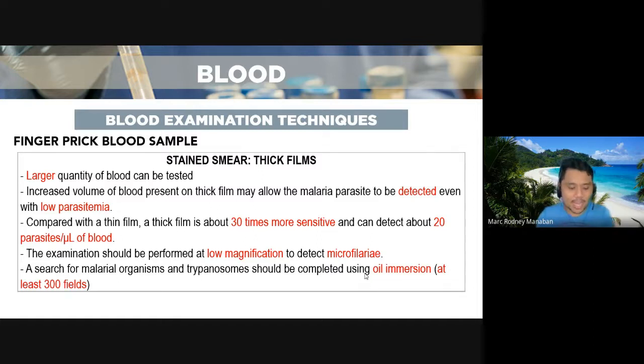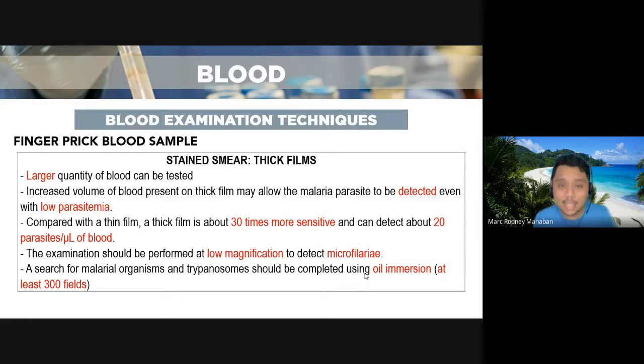For thick films, by the name itself, thick, you use a larger amount of blood. Since you use a larger quantity of blood, you can detect all the parasites that may be found in your blood, especially in cases of low parasitemia, meaning a low concentration of parasites in the blood, because there are higher chances of recovery. Your thick film is also more sensitive and can detect about 20 parasites per microliter of blood.